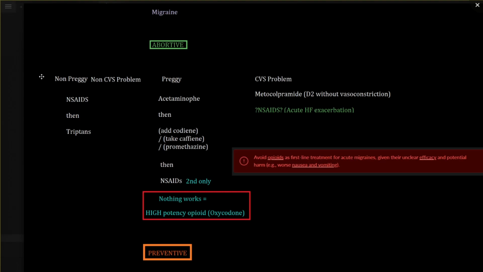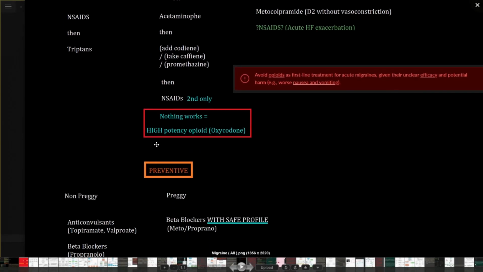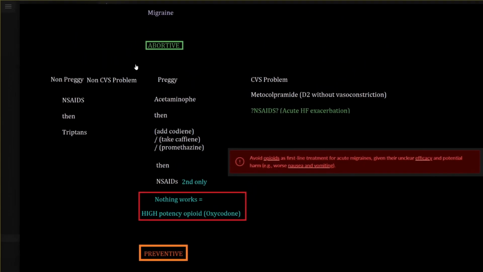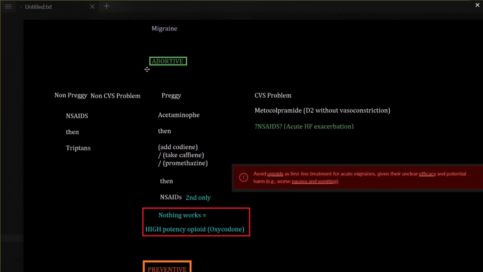So this is the first thing to keep in mind when you are solving the questions. The second is the patient population. To which population does the patient belong? I mean, is the patient pregnant, or does the patient have cardiovascular problems? Pregnancy is going to be repeated also in the preventive stage. Cardiovascular problems matter mainly in the abortive stage. Okay, it is a consideration here. So with that in mind, let's start.